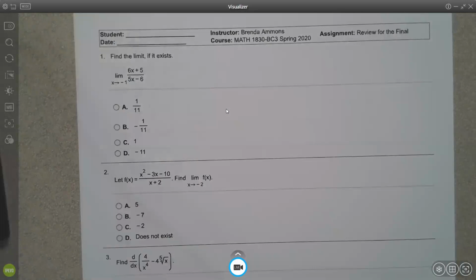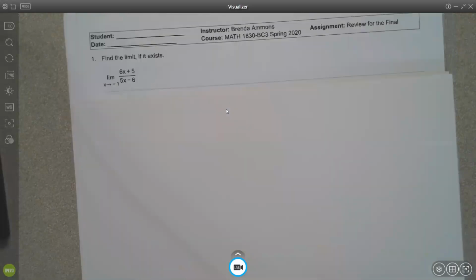You could, but the easiest thing to do, remember when you have a limit, what you're wanting to find is the Y value that you're getting close to when you're given a particular X value. So when you're finding limits, the first thing you always need to try is direct substitution. Okay, so substitute the -1. Don't look at your answers. Do the problem and then see if you've got one that goes with it.